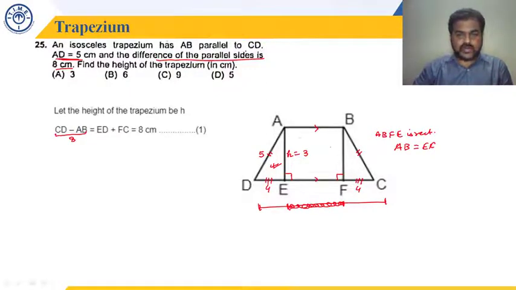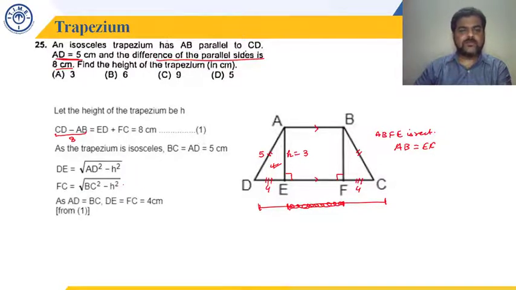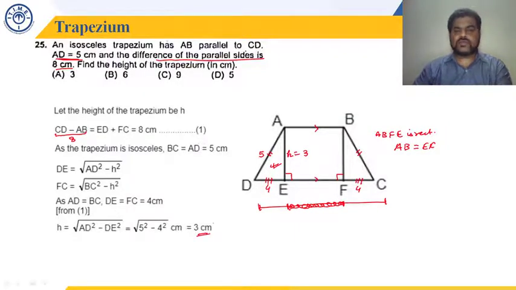So you can do that in this figure itself. The working you can see here, it's an isosceles trapezium, so BC will be equal to AD will be equal to 5 centimeters. We have already discussed. DE will be square root of AD square minus H square, that is the use of Pythagoras theorem. FC will be square root of BC square minus H square, that is also Pythagoras theorem. And as AD is equal to BC, so DE is equal to FC will be 4 centimeters each, okay? And then applying Pythagoras theorem, you can get the value of H.